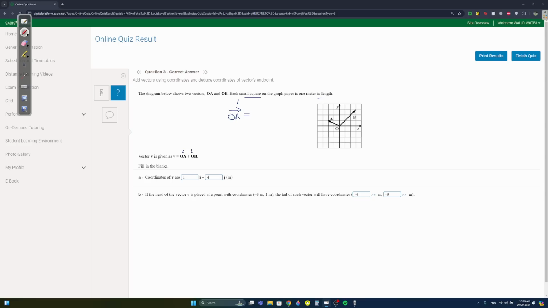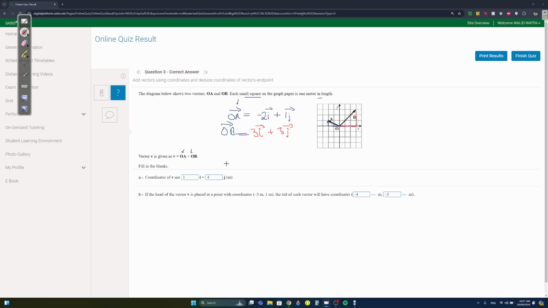Here, what's OA? It's 2 to the left, so minus 2i, plus 1 up, so 1j. How about OB? OB is equal to 1, 2, 3 to the right, so 3i. And then 1, 2, 3 up, so 3j.